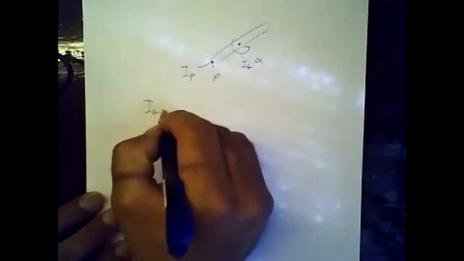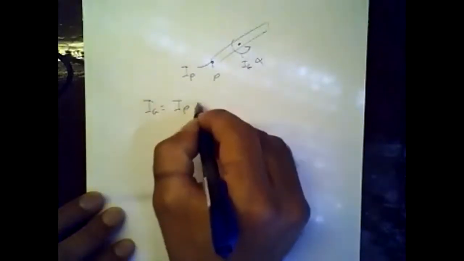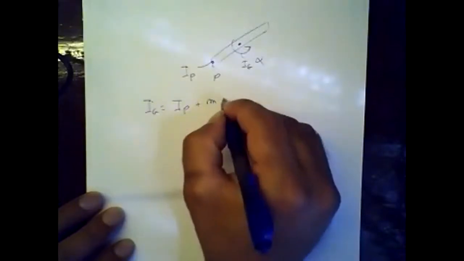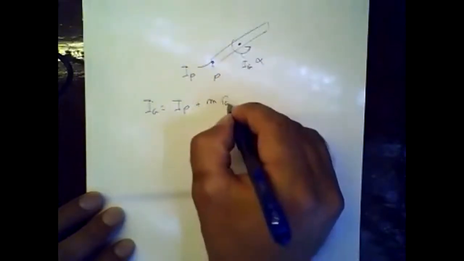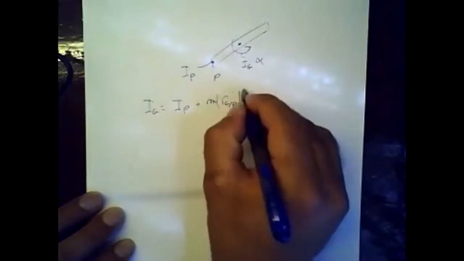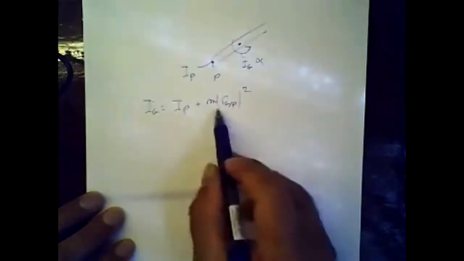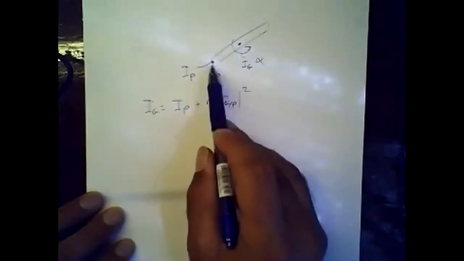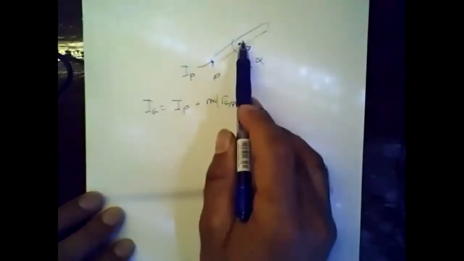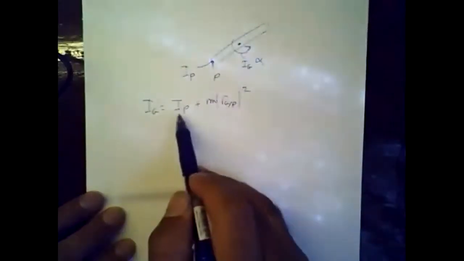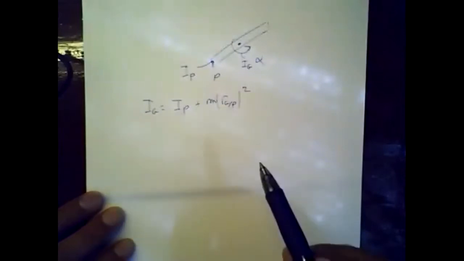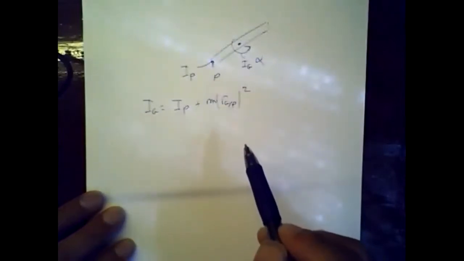IG is going to be equal to IP minus M times the distance between G with respect to P, squared. So this is called the parallel axis theorem. If I gave you the moment of inertia about a point that is not the center of gravity, you can use this to relate it and get the moment of inertia about the center of gravity. All right, let us actually solve one more problem.